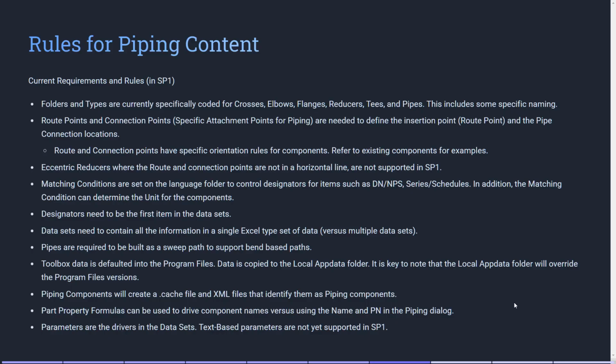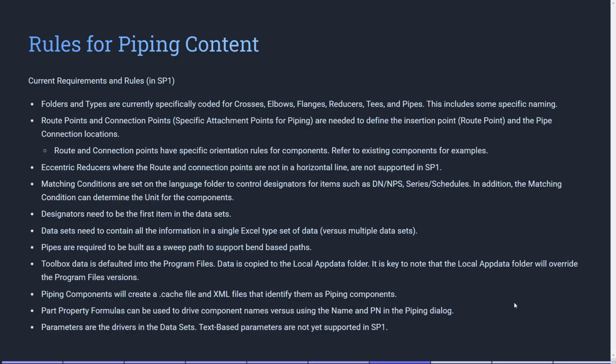We also have some matching conditions. This is really more from the development side of things. So when you're creating these, if you have very specific standards like the DN standard, or for ANSI, maybe using NPS as the naming, you can define the matching conditions of what to use, whether you use DN or NPS, series or schedules, however you use the naming conventions. We have a way of using an XML file to determine that.